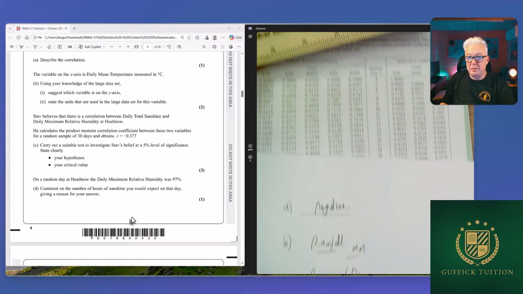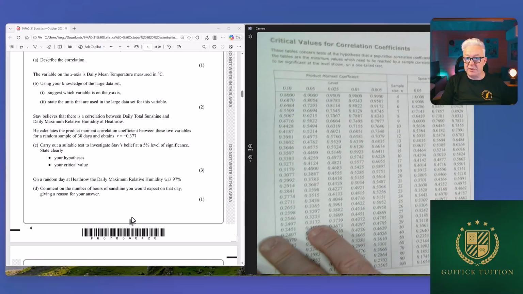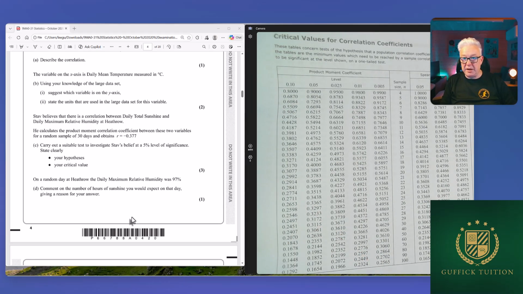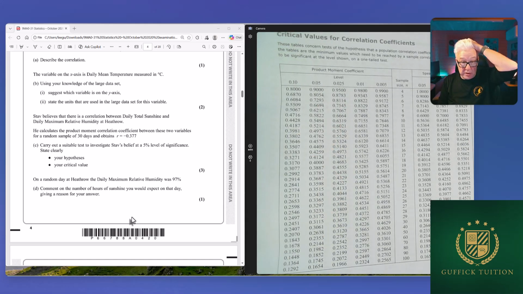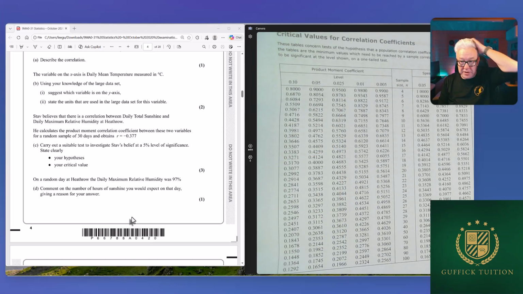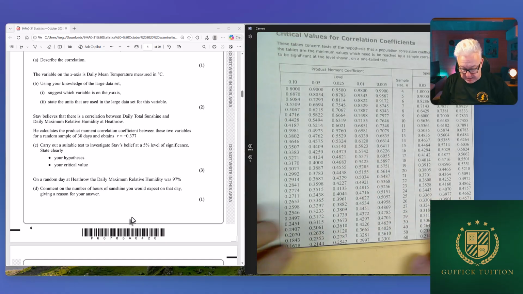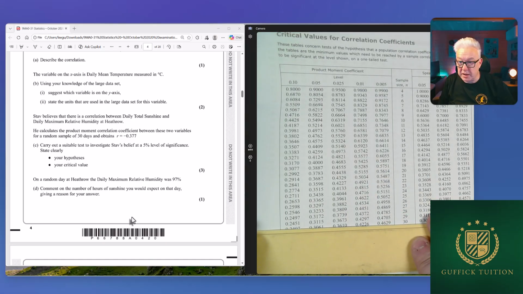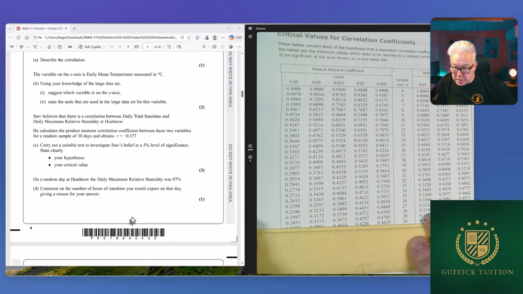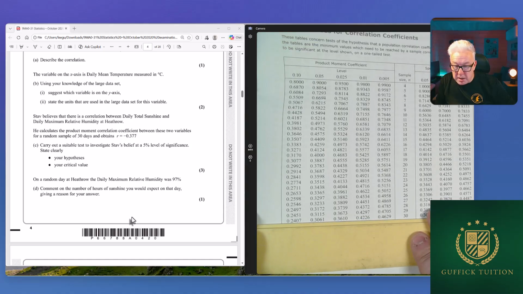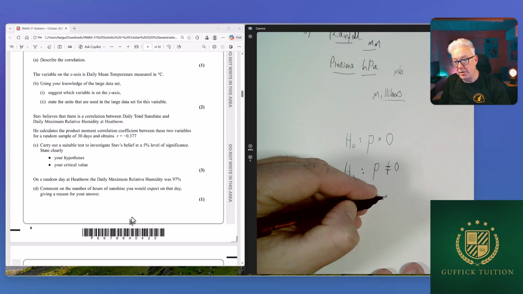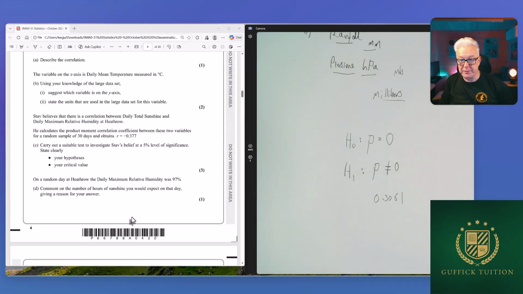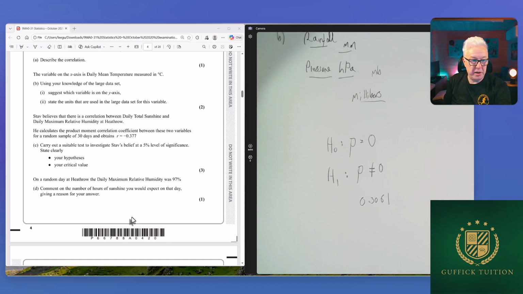And it is a sample of how many days? 30 days. So I'm looking in the table here for critical values for correlation coefficients, and I'm going to take a 0.025 level of significance because we have a two-tailed test, and it is for 30 days. So let's have a look and see what value that's going to give us. Just make sure I've got my ruler lined up correctly. Yes, so I'm getting 0.3061. Okay, so let's write that down. So that's like our critical value, okay?